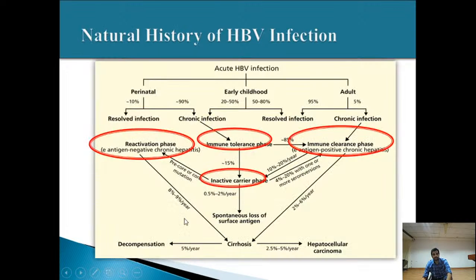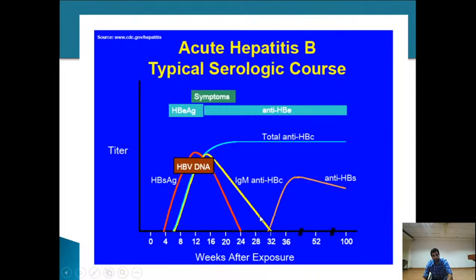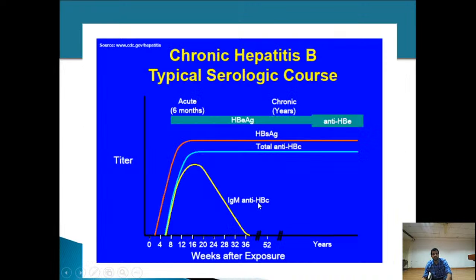As you have seen here, adults mostly go into immune clearance phase and then to inactive carrier, and from there either reactivation phase or spontaneous loss of surface antigen and resolution. Whereas children start a step before, with the immune tolerance phase, and they go through these phases. Once anybody reaches reactivation phase, it is difficult to lose surface antigen. It is difficult for spontaneous resolution of the infection.